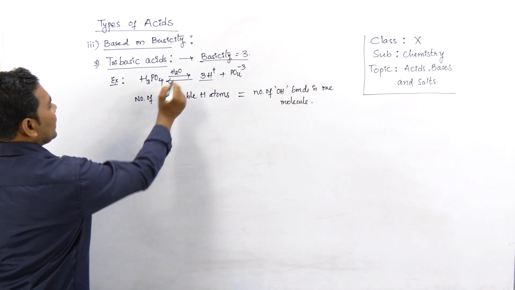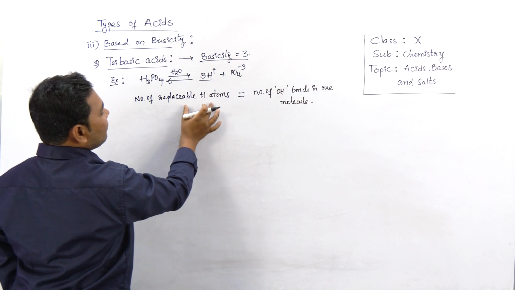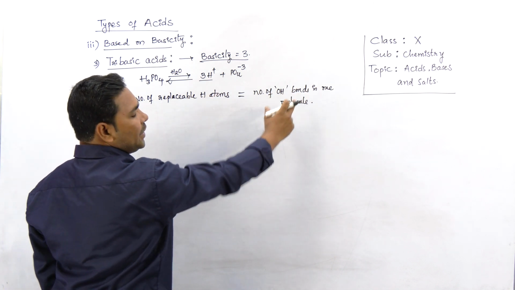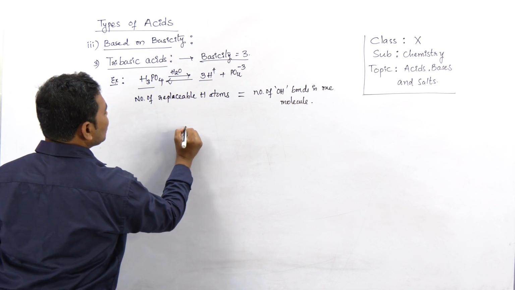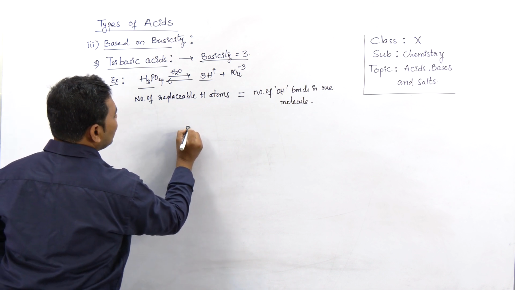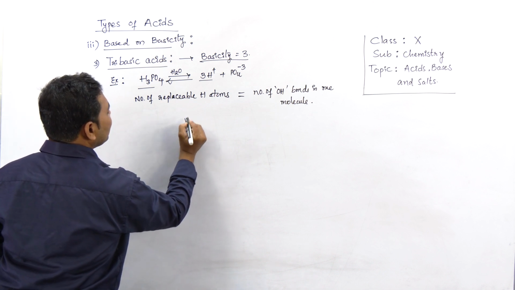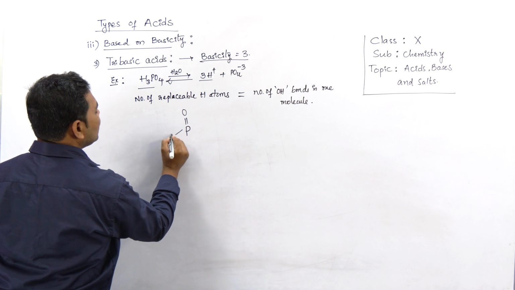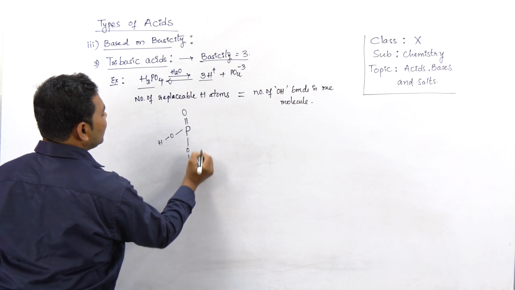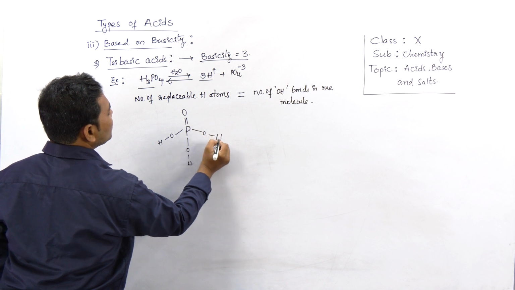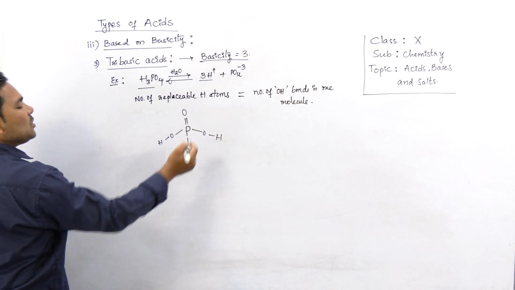Now let us see the structure. To understand the number of replaceable hydrogens, we need to find out the number of OH bonds. So let us see the H3PO4 structure. I am writing phosphorus at the center. One is a double bonded oxygen and the remaining 3 OHs are bonded with phosphorus. Hydrogen is bonded with phosphorus by means of oxygen.